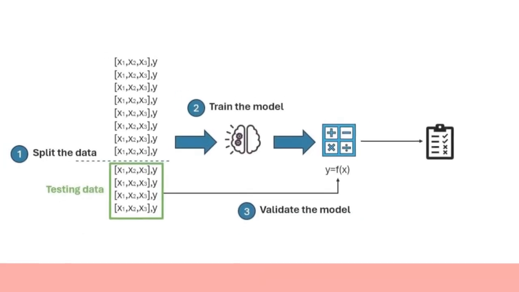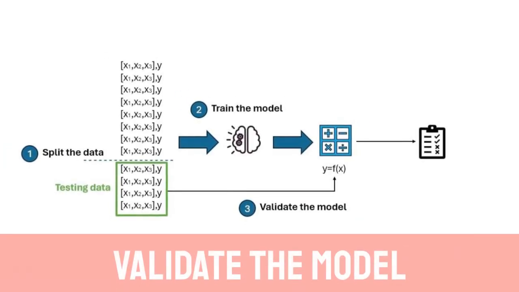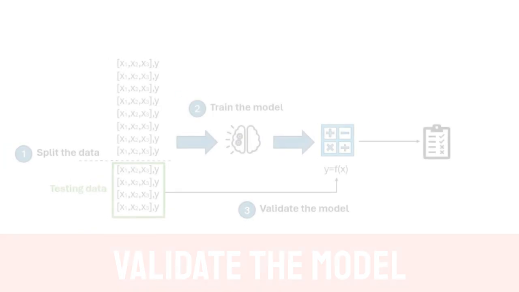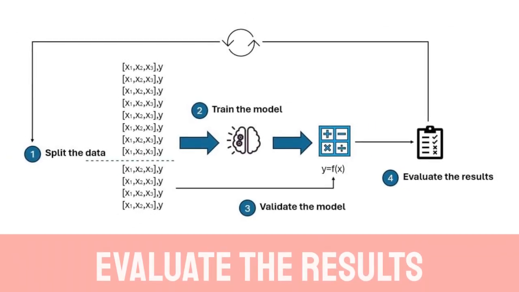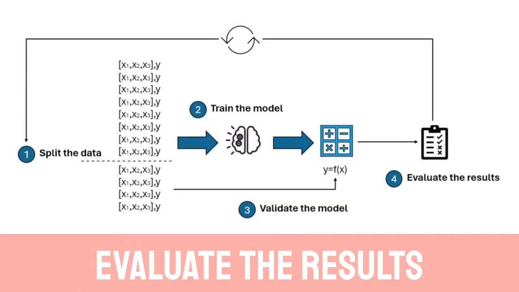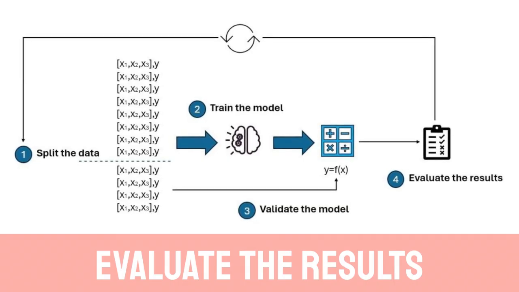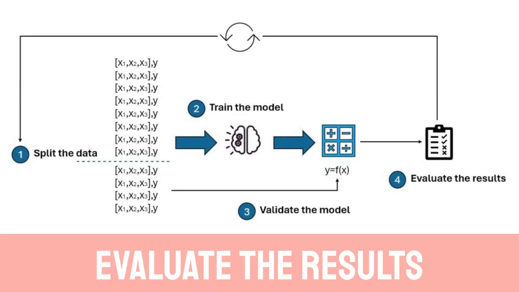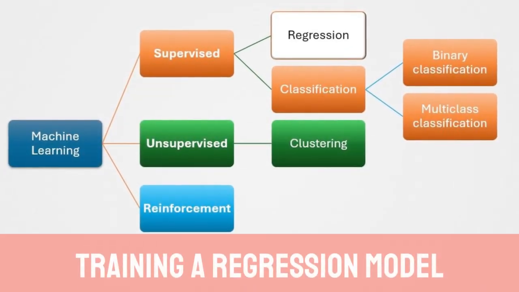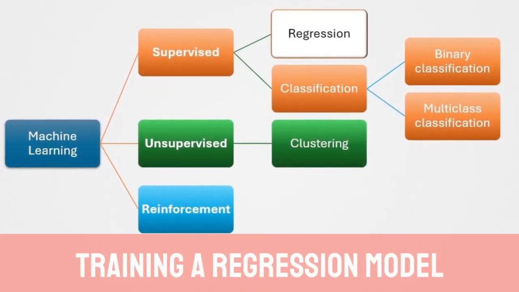Validate the model. Use the trained model to make predictions on the validation data, the data it has not seen before. Evaluate the results. Compare the model's predictions to the actual known answers. If the results are not accurate enough, you repeat the process by adjusting the algorithm or its settings until the performance is satisfactory. Let's look at how this works for a supervised regression scenario.